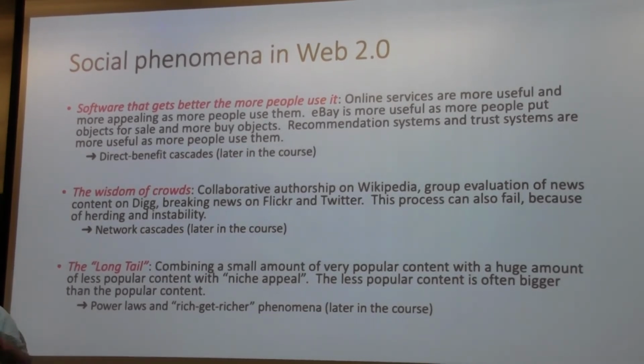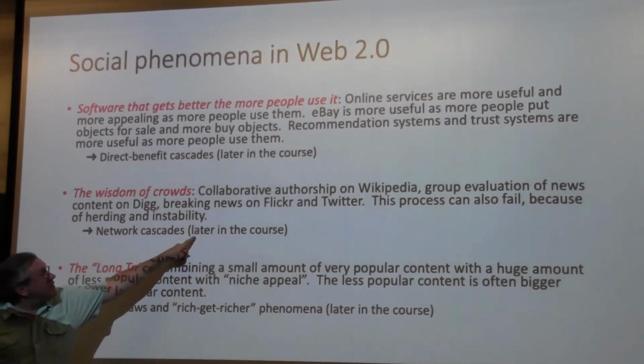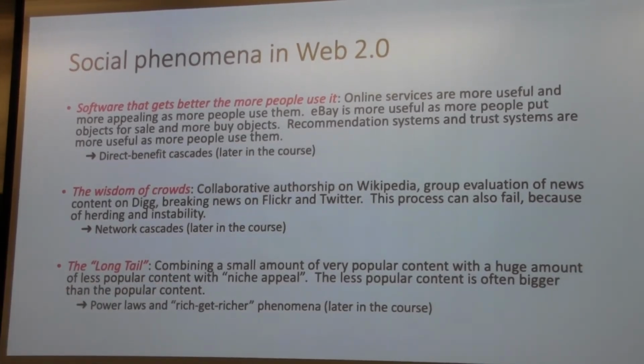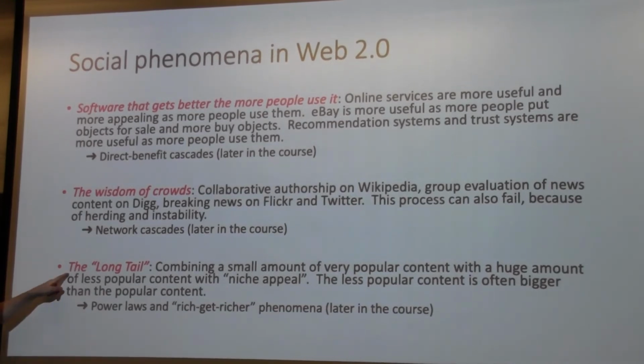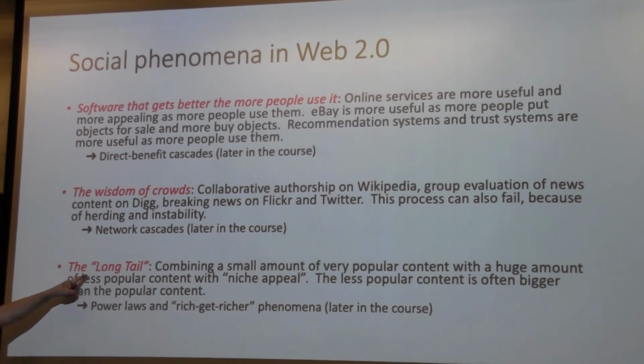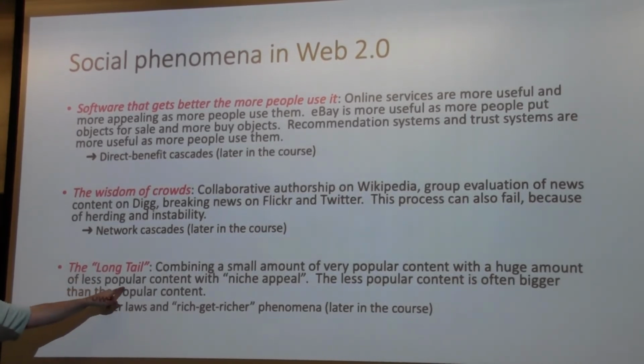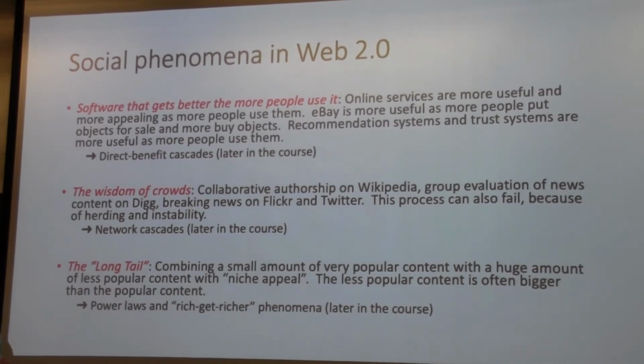Sometimes crowds are smarter, but sometimes they are more stupid. And this is called network cascades. So we'll see that also in the course, okay? A third thing is the long tail. La longue traîne in French. A huge amount of less popular content.